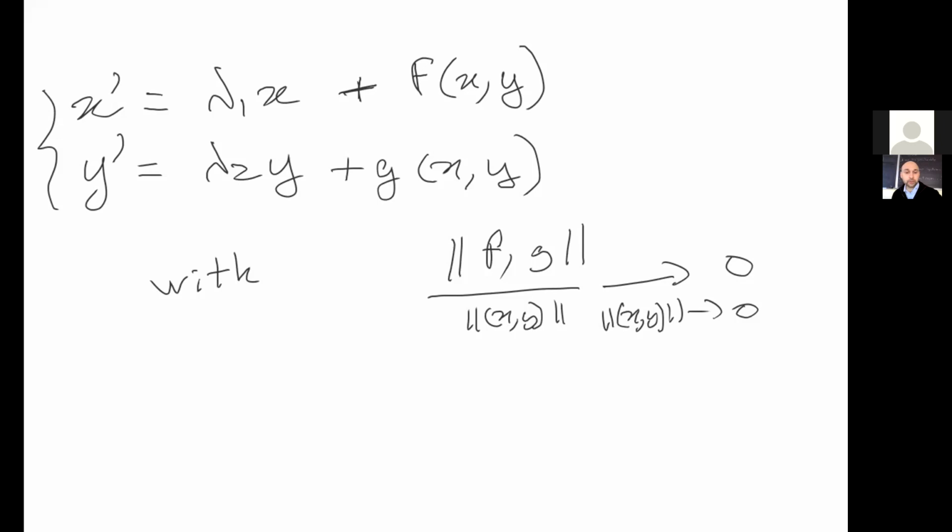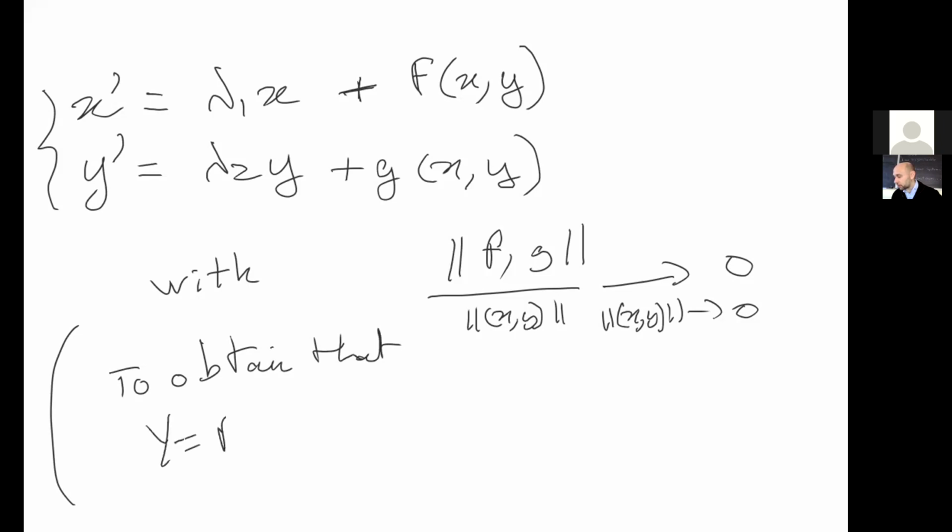So the idea is you just do the linear transformation that we did for linear systems, right, with the matrix P. To obtain that, just a comment, it is the change of variables y equals P minus 1 x. So you do that, and then you have the other nonlinear terms, right? So you can write that.